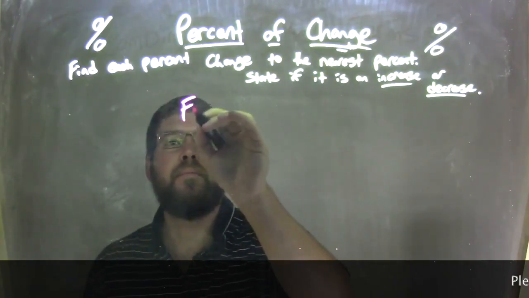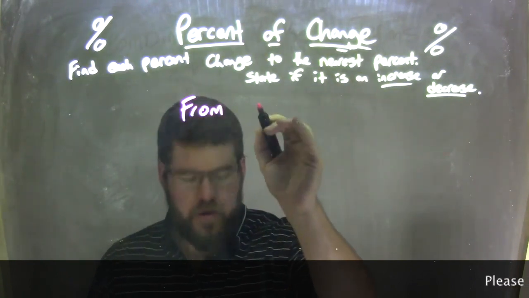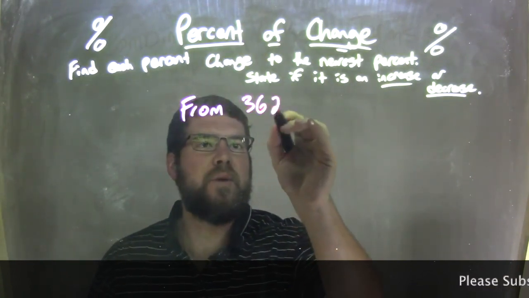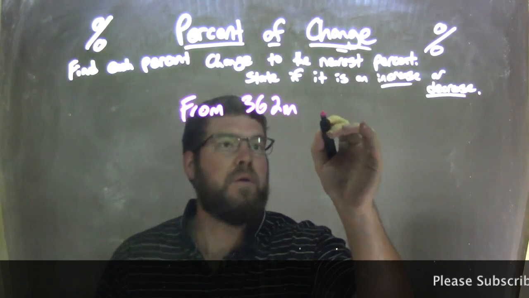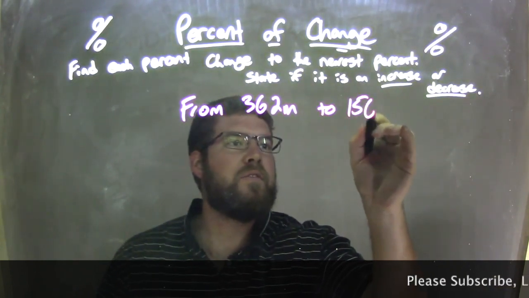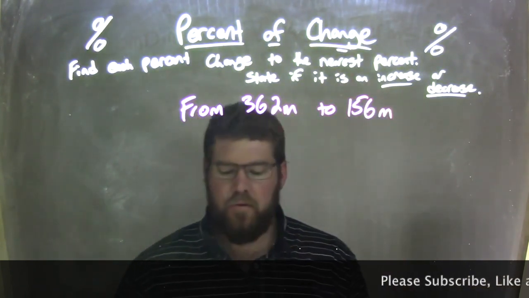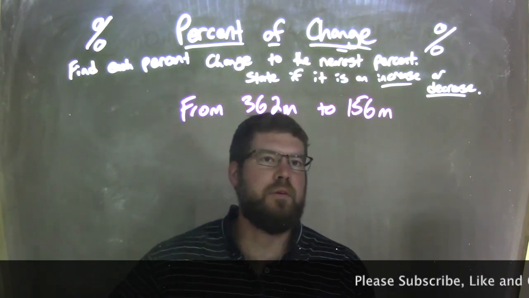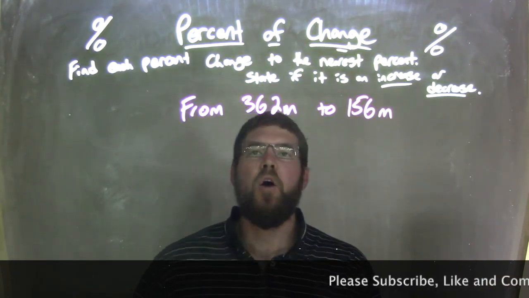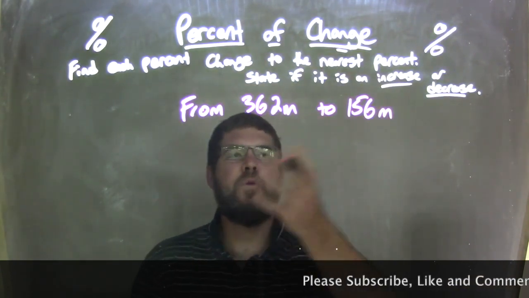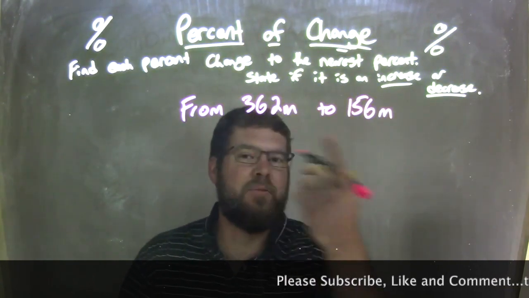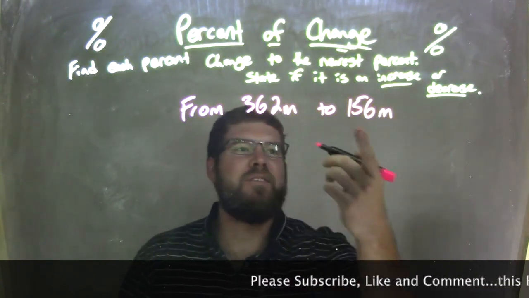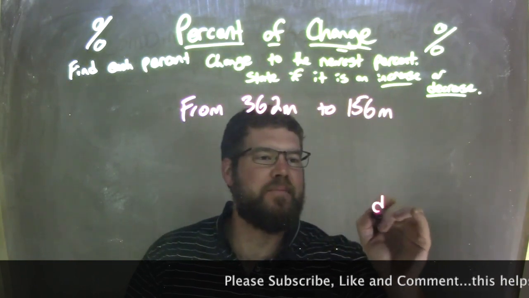From 362 meters to 156 meters. Okay. First, I need to know, is this decreasing or increasing? And it's decreasing, right? It's going down, going from 362 down to 156. So it's a decrease.